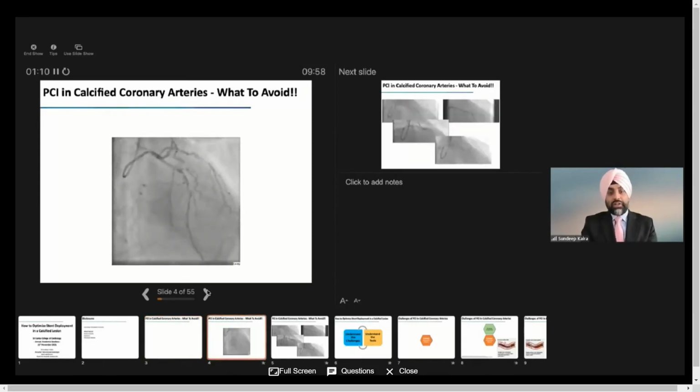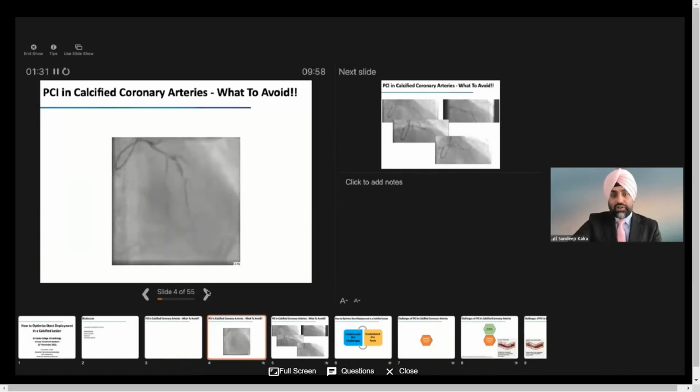This is a patient that presented to one of my colleagues. He was 85 years old, presented with an acute coronary syndrome with ECG changes in his LAD territory. As we can see from the angiogram here, there is severe diffuse calcified disease in the mid-LAD. There's also a CTO of the right coronary artery.